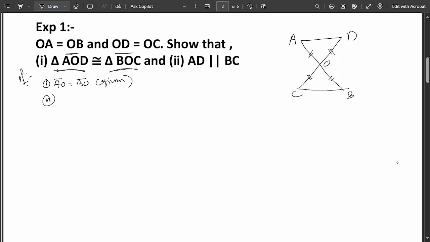The second one is also given, that is CO equals DO. Now when two sides are the same, we have to show their intermediate angle is the same to say these two triangles are congruent by SAS congruency. So what is the intermediate angle of these two triangles?